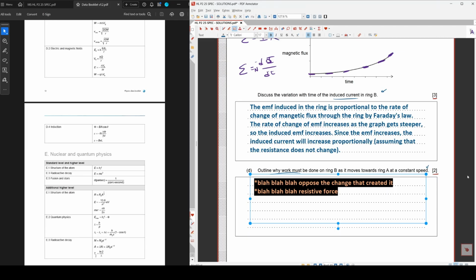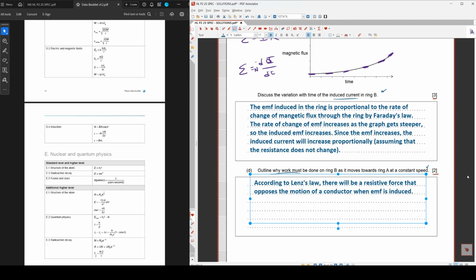All right, so the easiest thing to say for this, when they ask you why you have to do work to move a thing when there's an EMF, which is a thing they'll ask you, is say Lenz's law. So how about: according to Lenz's law, there will be a resistive force that opposes the motion of a conductor when EMF is induced. Lenz's law basically says conservation of energy, resistive force.